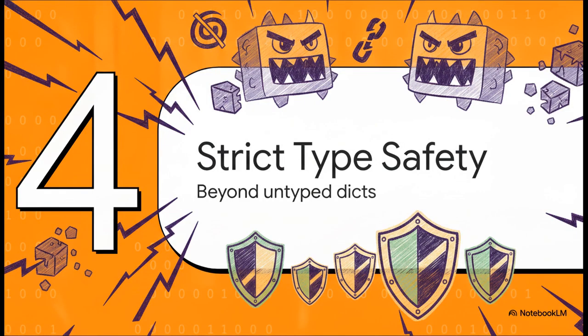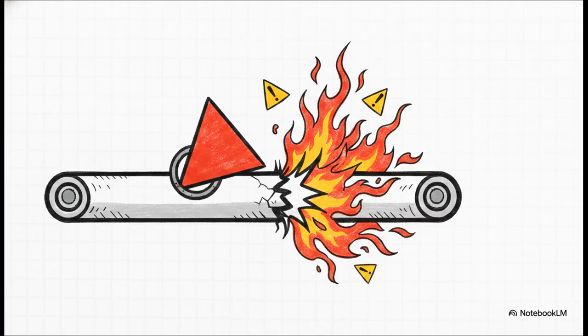Which brings us to Section 4, ensuring strict type safety. It is time to move past untyped dictionaries. Seriously, if you're just passing untyped dictionaries around in a production environment, you are playing with fire. A single typo in a variable name, or passing an integer when a string was expected, can literally collapse your entire pipeline at runtime. Standard libraries often leave these inputs completely unvalidated until it's way too late, which causes severe prompt degradation or just outright API rejections.